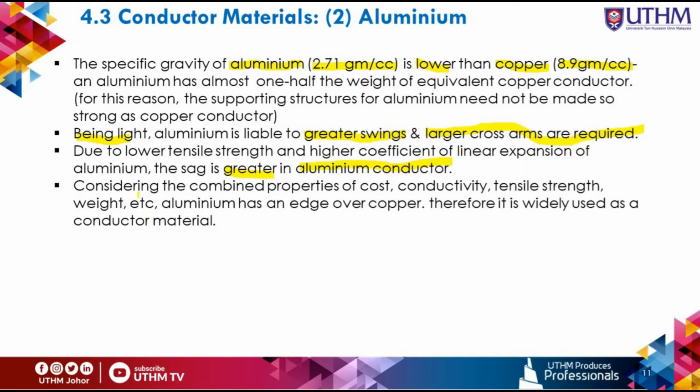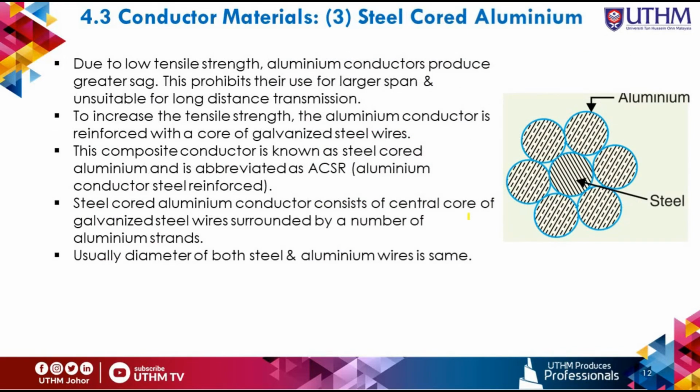So considering the combined properties, as we can see, aluminium is much cheaper compared to copper. And considering the conductivity, the tensile strength, the weight, and so on, aluminium has an edge over copper. Therefore, it is widely used as a conductor material. So that one is about aluminium.